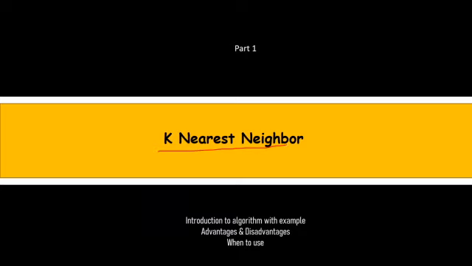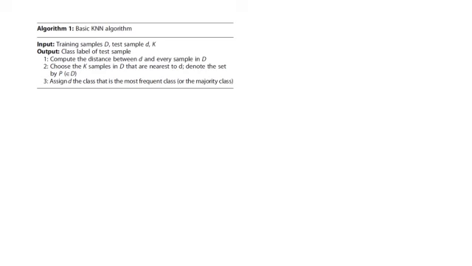In order to keep the length of the video within some reasonable limit, I have split the lecture into three parts. This is the first part, which talks about the introduction to the algorithm with some illustrative examples, advantages and disadvantages, and when to use this algorithm. Now k-nearest neighbor also has a regressor variant. Now let's move on to the algorithm part of it.